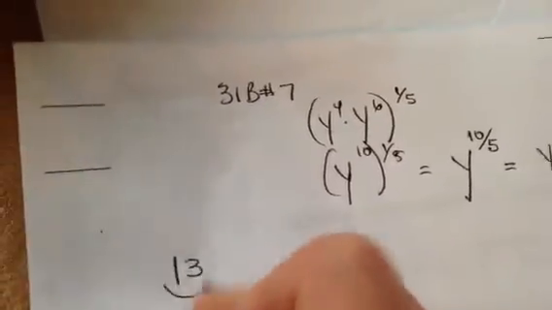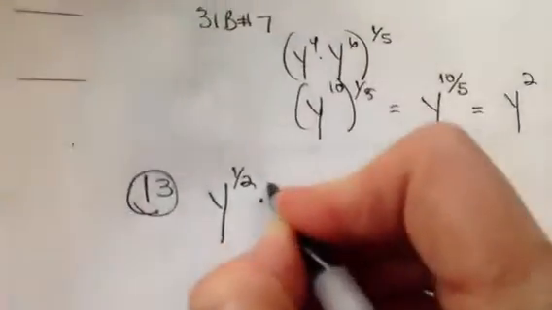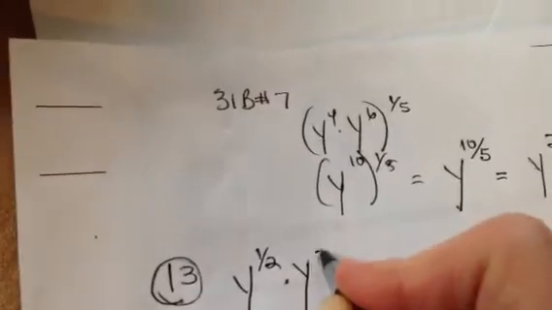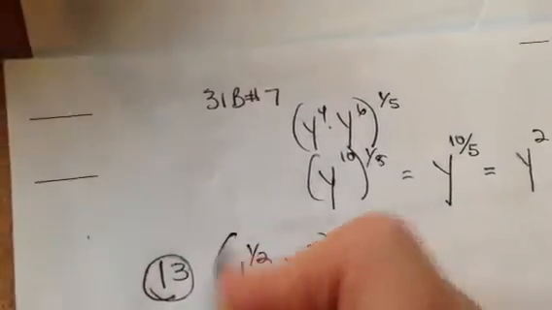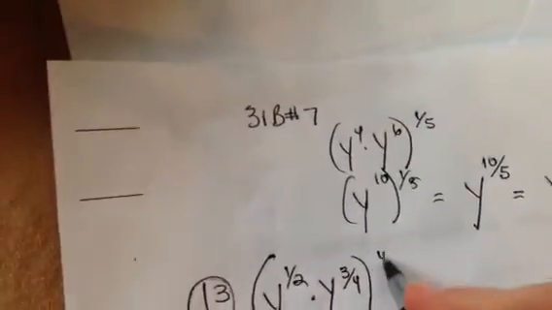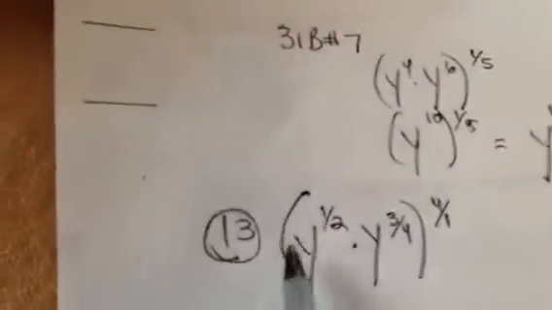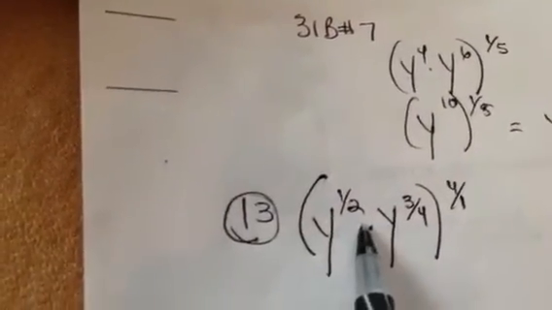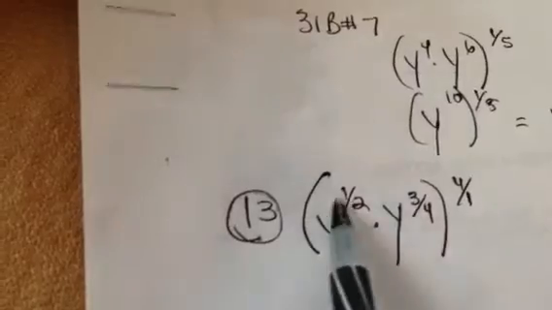Sorry, just kind of thinking, trying to see which one looks the grossest. How about number 13? 13 looks kind of ugly. We have this y to the 1/2 times y to the 3/4, all of that to the 4 over 1. Okay, same base, we're multiplying, so we can add our exponents.